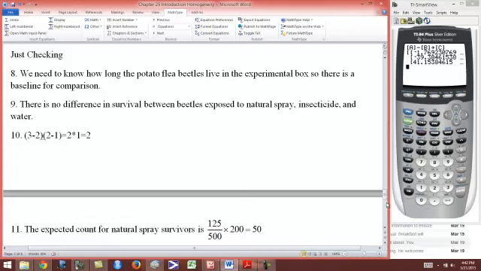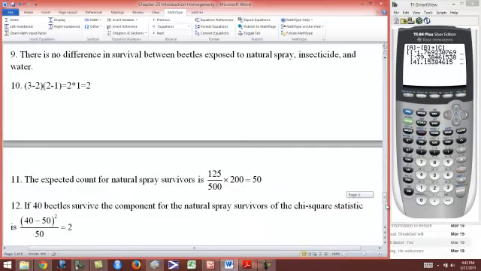Okay, 9. The null hypothesis: it doesn't make any difference. There is no difference. It's the same null hypothesis stuff we've had all throughout the course. Nothing changes. There's nothing new. Okay, 10, degrees of freedom. We have 3 treatments, and we have 2 outcomes, live or die. So it's 3 minus 1 times 2 minus 1, which is 2 times 1, or 2. 2 degrees of freedom.